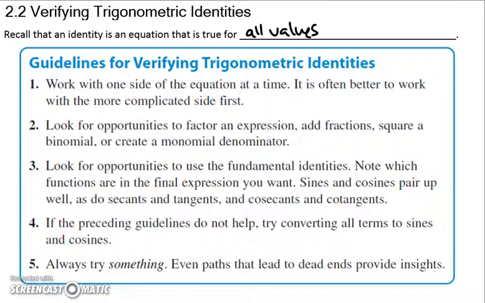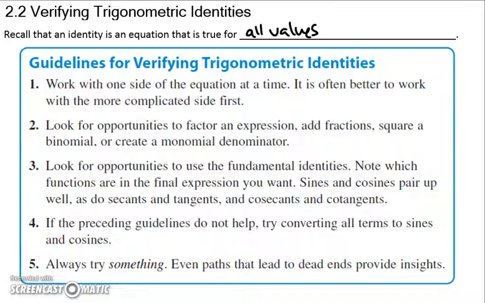Now, much like what we did before when we were simplifying our trig expressions, there's not a set way to do all of these problems, but there are things that are going to happen more often than not. And here's a list of things that we're going to want to do. So we only want to work one side at a time. And it's going to be better to work at the more complicated side first. So what we're going to end up doing in this section is basically what we did last section, except now we know what the answer should be. So we know what we're working towards. So we want to work with the more complicated side first.